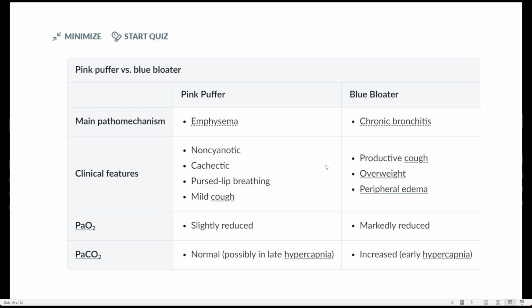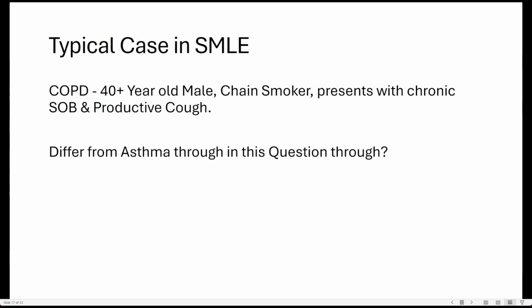So here it's giving you the differences between the two in terms of mechanism, in terms of clinical features, and also in terms of partial pressure of oxygen, which is low in COPD, while CO2 could be normal or high in case of COPD. And this is the opposite, or almost the opposite, in blue bloater, which is chronic bronchitis.